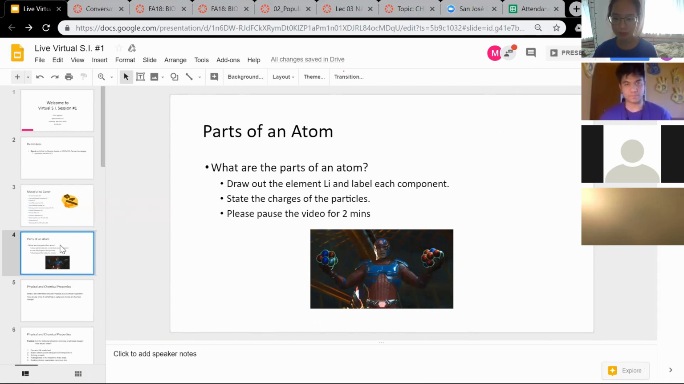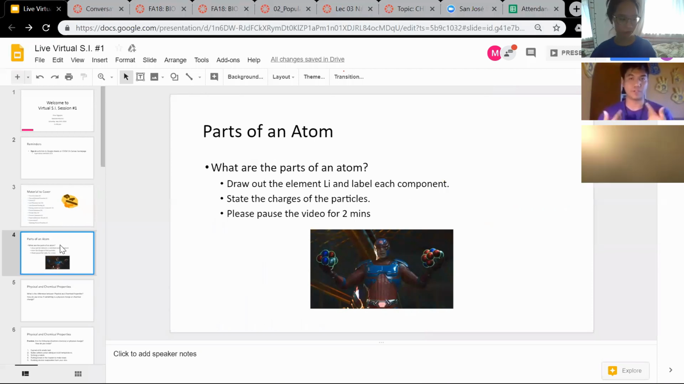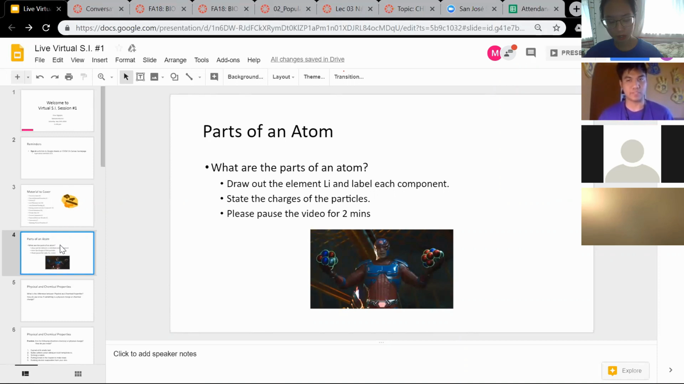All right, so for the parts of an atom, all of you have to know what the actual components of it are. As of right now, take out a piece of paper, and I would like all of you to draw what the element lithium looks like as an atom, and please label each component. Also, state the charges of the particles that make up the atom. Pause the video for about 2 minutes and have at it.